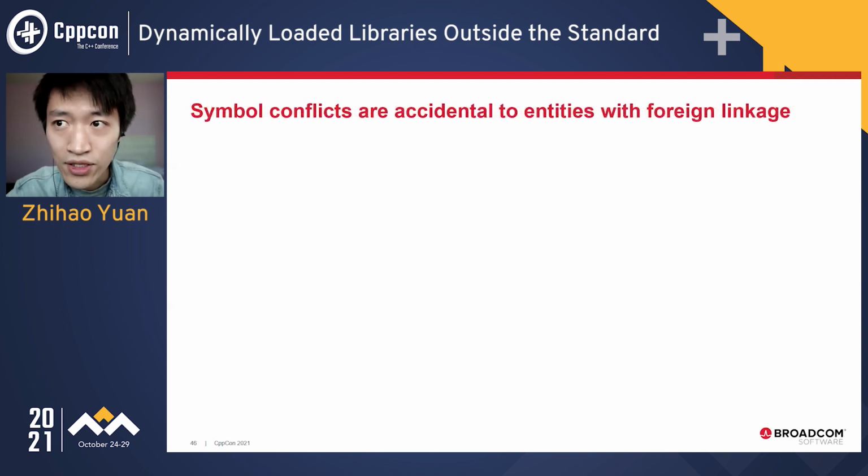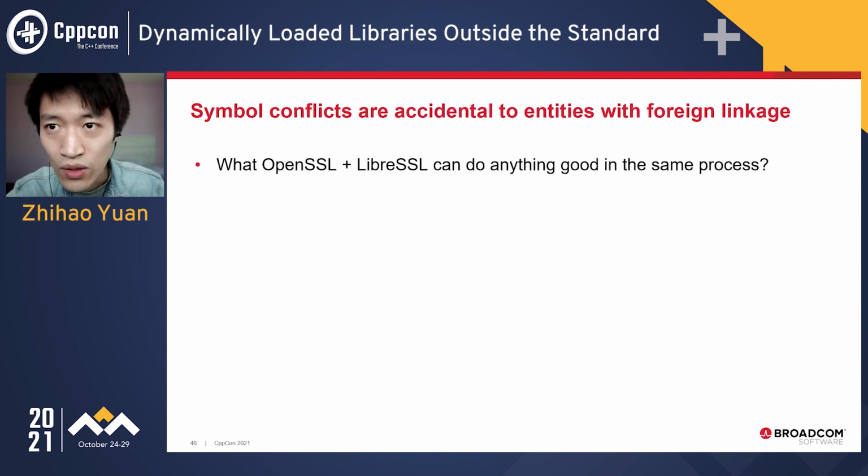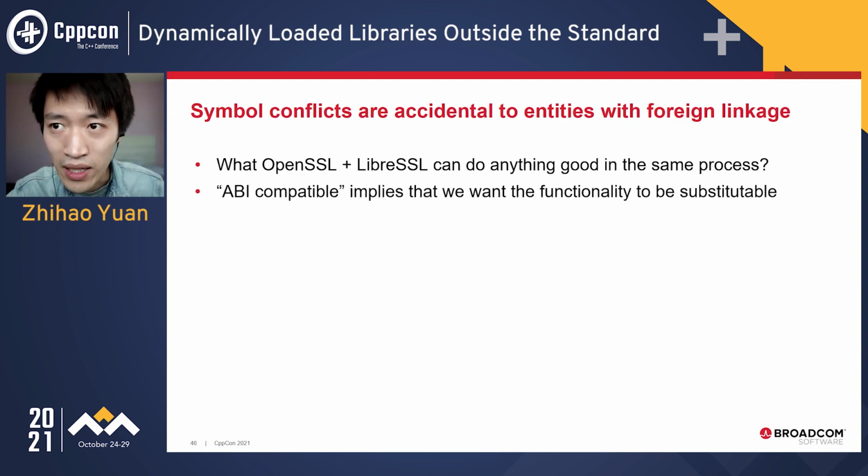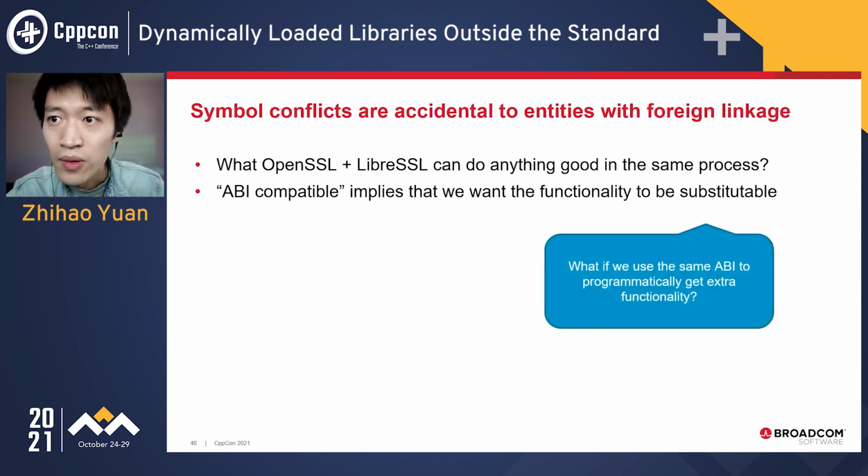So at least to the modules with foreign linkage, symbol conflicts are accidental to those entities. What can two implementations of OpenSSL do that is good in the same process? And we also have the term ABI compatible. The term itself already implies that we want the functionality to be substitutable. But what if we use the same ABI to programmatically get extra functionalities?